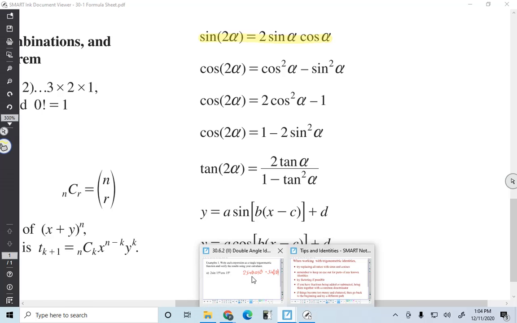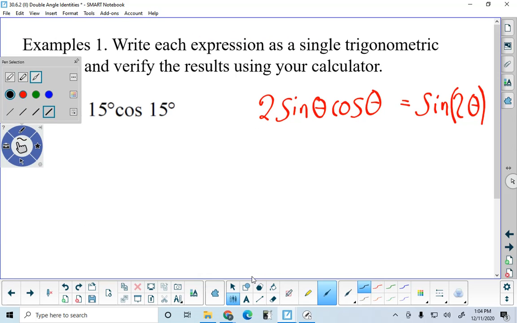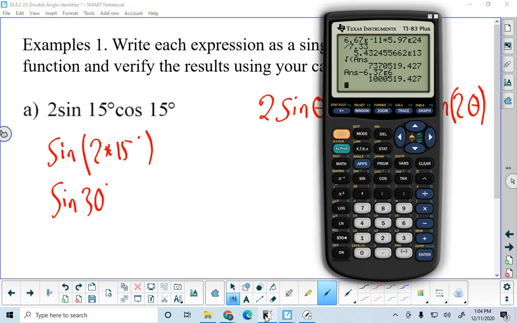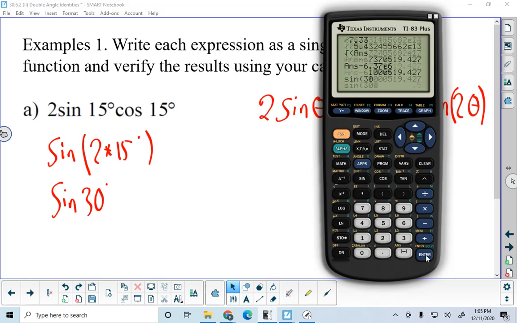So the bottom line here with this question, everybody, is this is equal to sine of 2 times 15 degrees, which is sine of 30 degrees. If we want to verify it using our calculator, sine of 30 degrees, you probably should not need a calculator to know it's 0.5, but there you go. If I take 2 times sine of 15 degrees times cosine of 15 degrees, I get exactly the same thing.